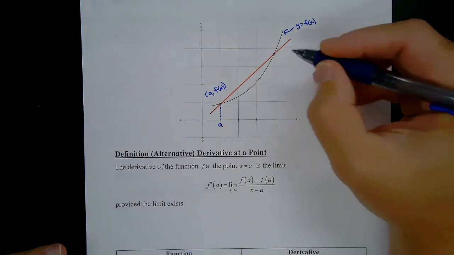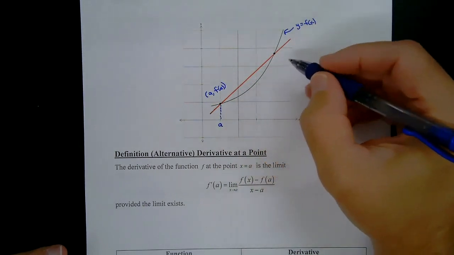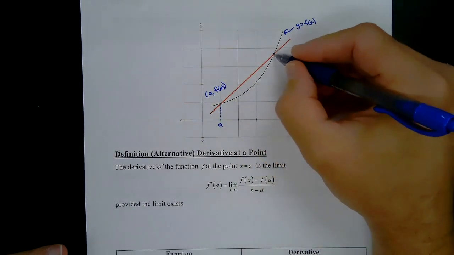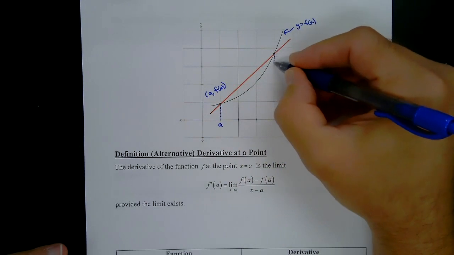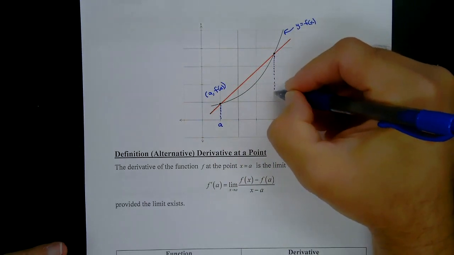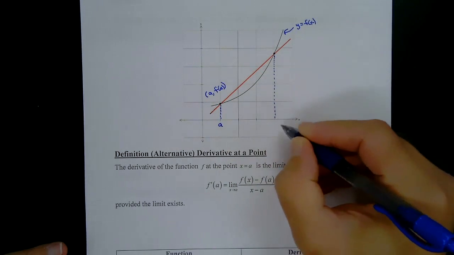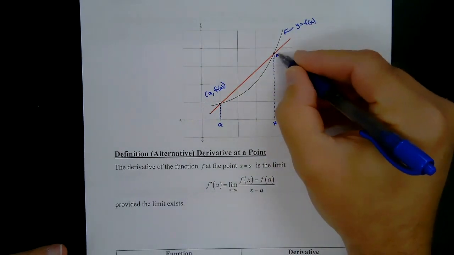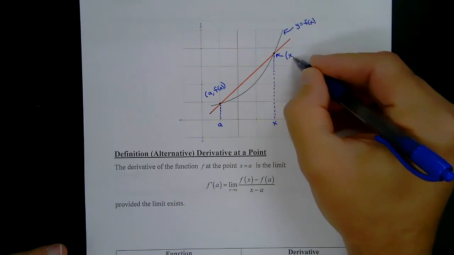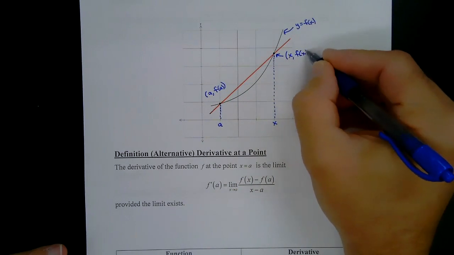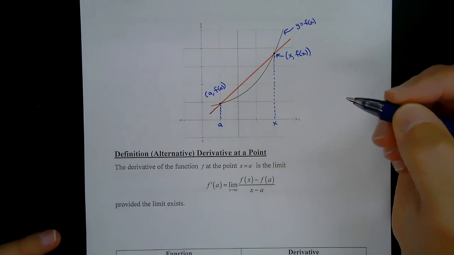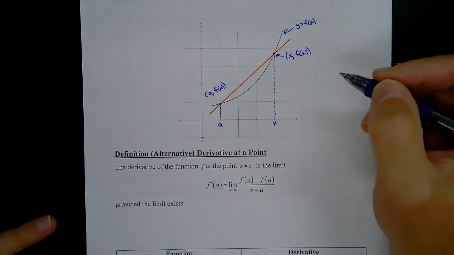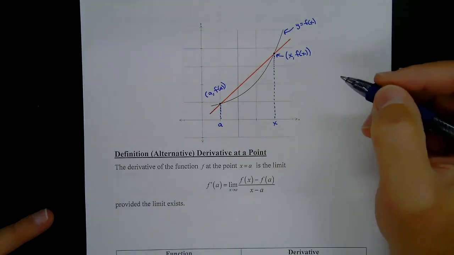And now I'm going to pick another coordinate, and I'm going to call it x, and it's going to be over here. And then this point right here would be x comma f of x. And this is just another alternative way of saying the derivative at a point, okay?